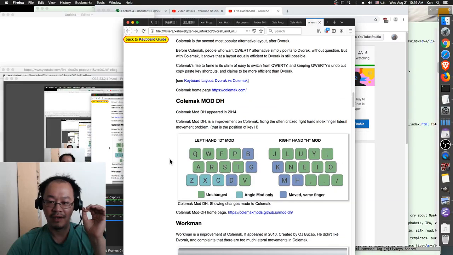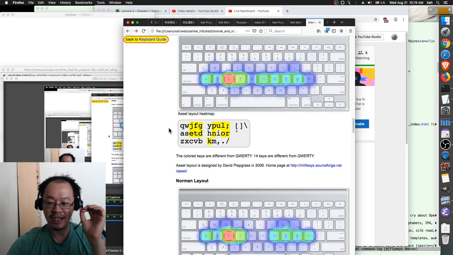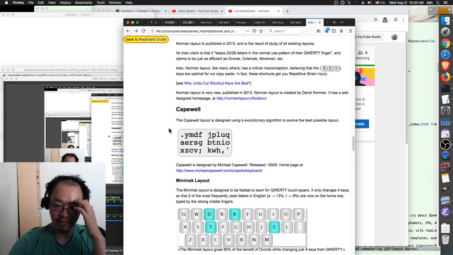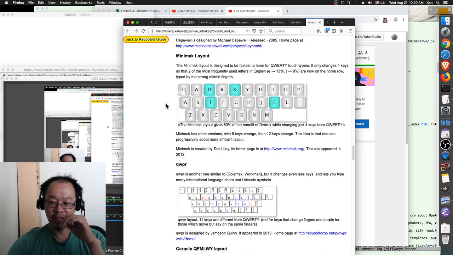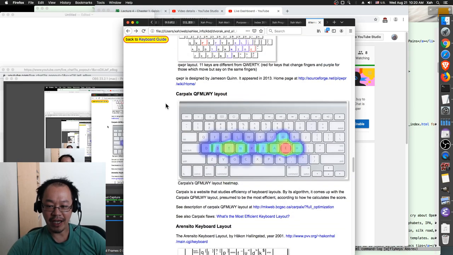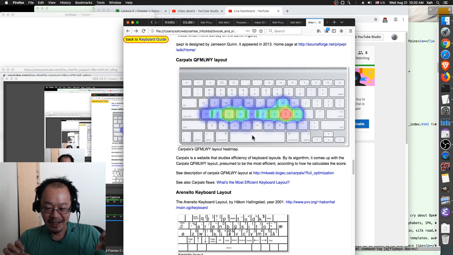The other question is, should you learn Dvorak or something alternative, such as Colemak, Workman, Norman layout. There are quite a few invented by people, nerds pretty much. And Capewell, Minimak, and Carpalx QFMLWY. Now this one is supposed to be scientifically the most efficient according to the metrics designed by this Carpalx guy.